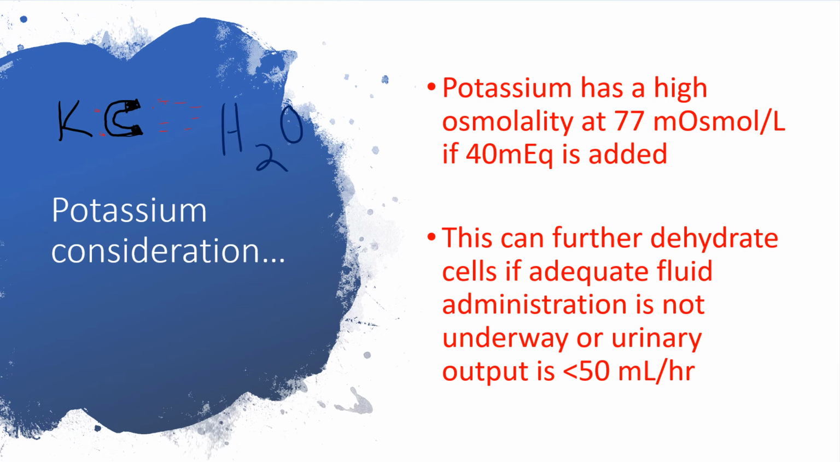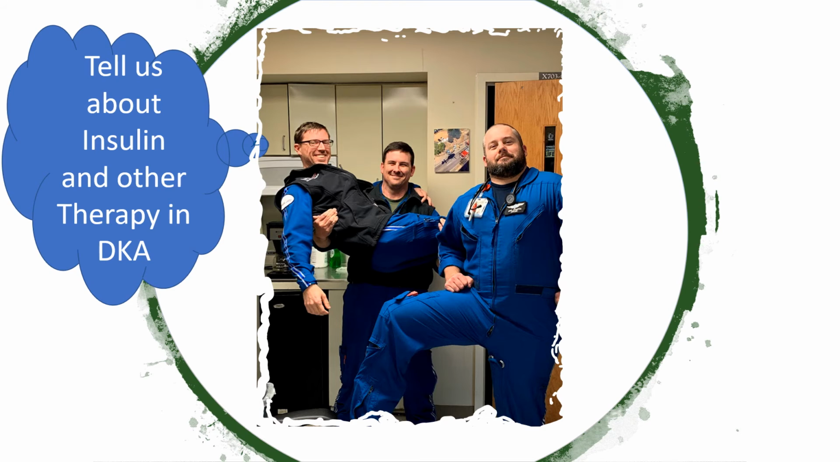A point to consider prior to or along with giving IV potassium is the fact that potassium has a high osmo rate. What this means is if your patient still has a fluid volume deficit or they're in the midst of being rehydrated, you want to make sure that their urinary output is adequate, at least 50 cc's an hour, to prevent further dehydrating your patient. So we'll take just a second to discuss insulin therapy and some other considerations when treating or evaluating someone for DKA.